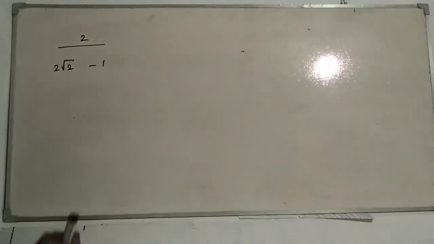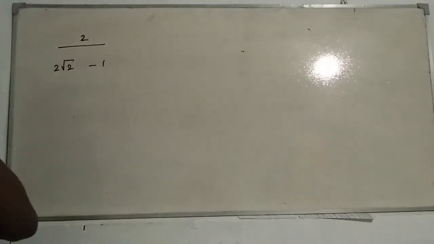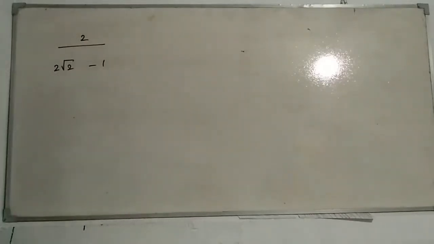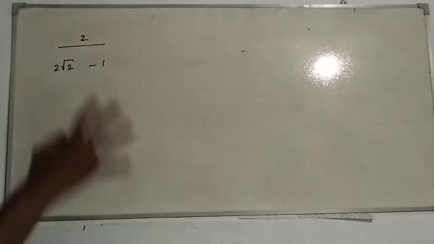Okay, now let's move on to the second question. In the second question, you have been given a fraction like that. You can see the denominator is not a rational number, so you have to rationalize this denominator and simplify the fraction. Right. Now you know if you want to rationalize this denominator, you have to multiply by its conjugate. Okay. Now I'm doing that.